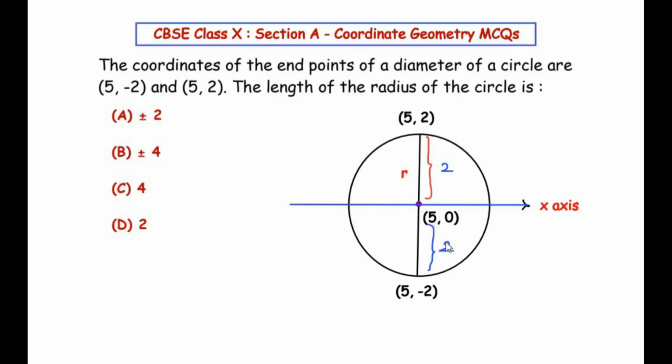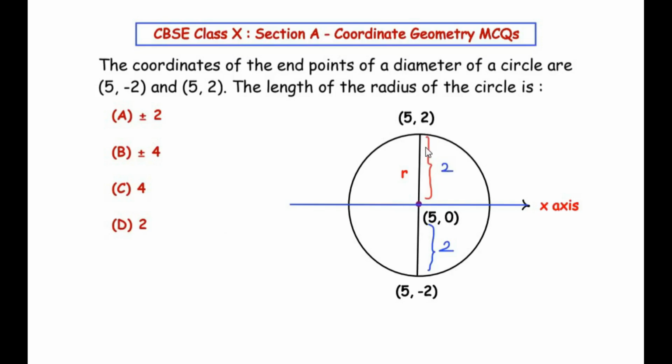Now length and distance, when we are measuring, we do not take the signs. We take them as positive values. So this is going to be positive and this is also going to be positive. So we come to the conclusion that the center is on the x-axis with the coordinate being 5, 0. Now if we look at this, we can directly say that the radius is going to be 2. So here option is going to be 2.